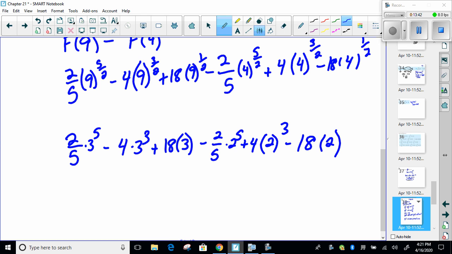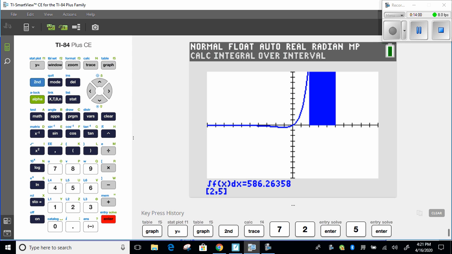And then when all is said and done, because I'm totally using my calculator on this, I'm going to end up getting 26.4 is my answer. Okay, and if I wanted to, I can put this into my calculator and we can graph it as well.